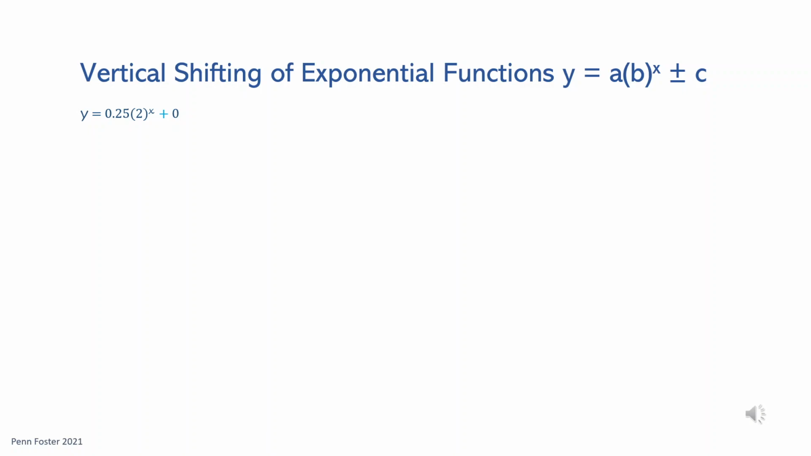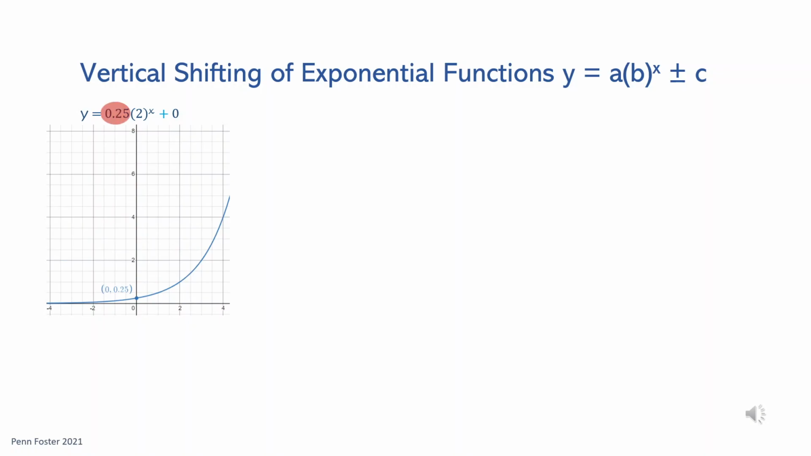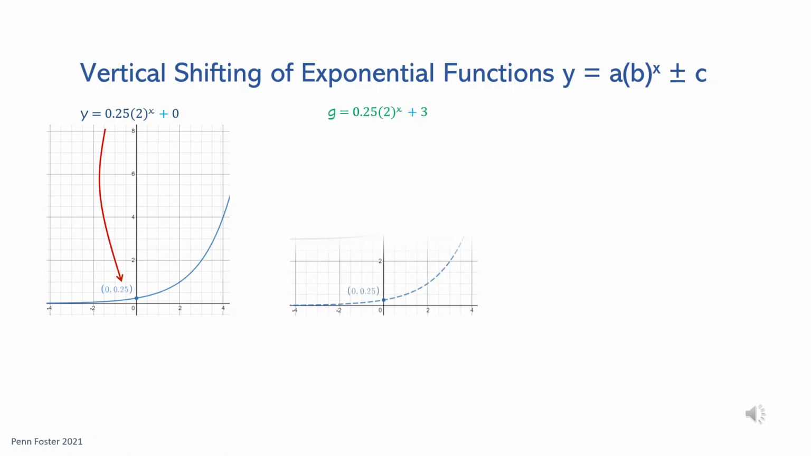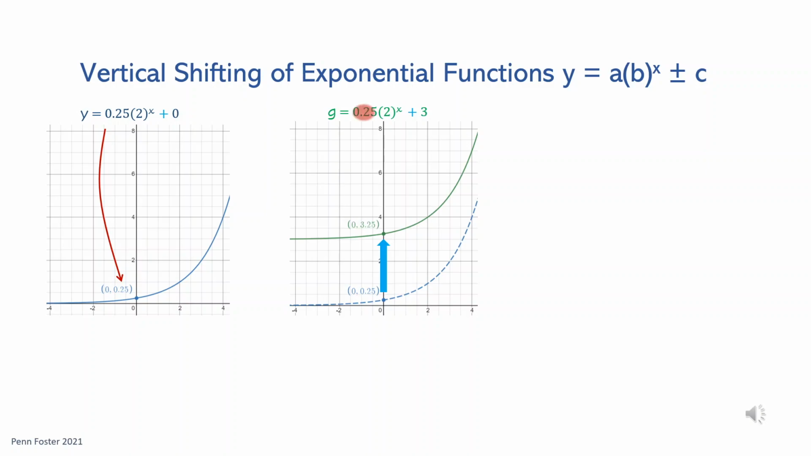A in parent functions signifies the y-intercept. So here, 0.25 is the y-intercept. For function g, c is 3. By comparing functions g and f, it's apparent that the y-intercept for function g in green has been moved up vertically 3 units. The y-intercept on the original function f was 0.25 and becomes 3.25 for function g.